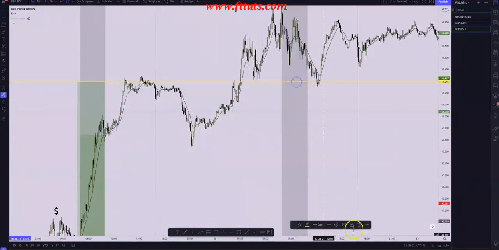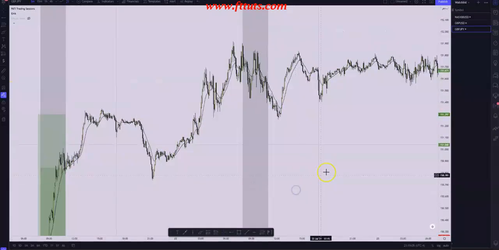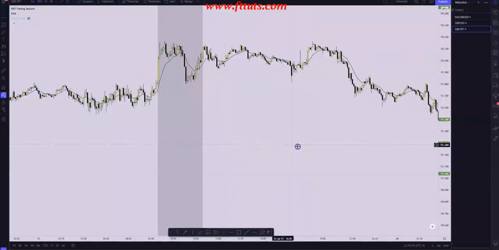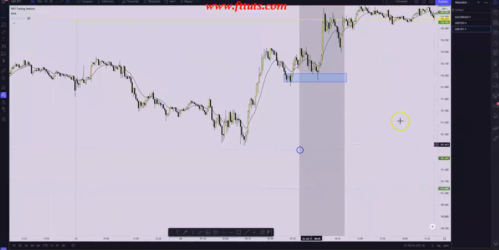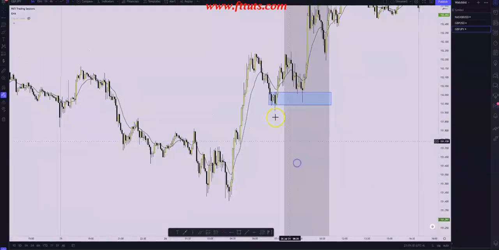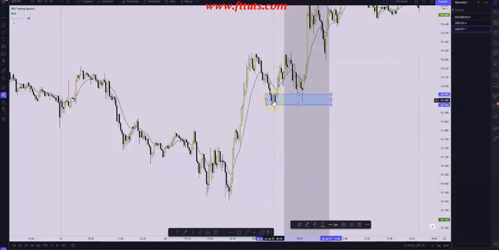Let's take this off. Okay. Right here, we have a demand entry. Again, the general area, it doesn't have to be huge. It doesn't have to be small. Just make sure you have the main area where the push started from. The push started from right here. So your zone will have to be right here.